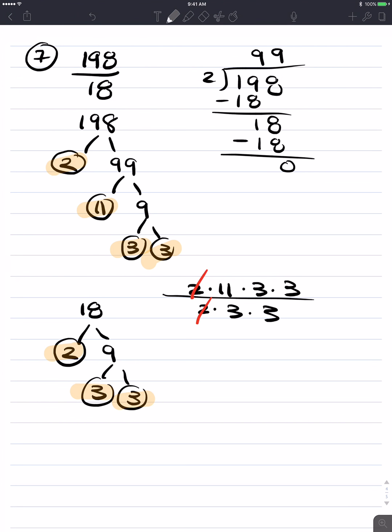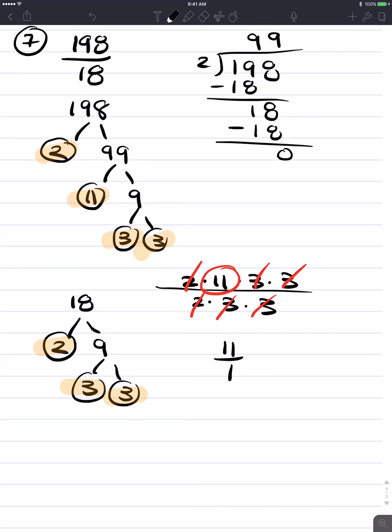2 cancels, 3 cancels, another 3 cancels. We're left with 11 on top. Your final answer is going to be 11 over 1, which is really the number 11. We could have, but we didn't know, simply divide 198 by 18 to get 11.